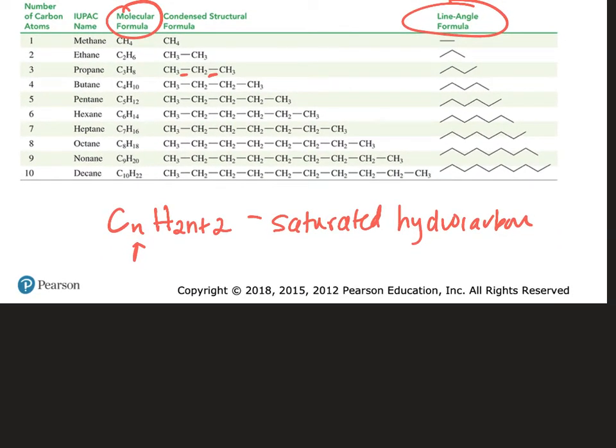Now, at the end, I'm going to draw propane. What I want you to see is that each point represents a carbon. What is not drawn in is the hydrogens. So the hydrogens are implied. So let's look at this table again.